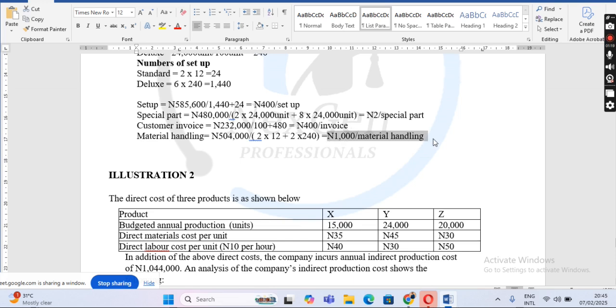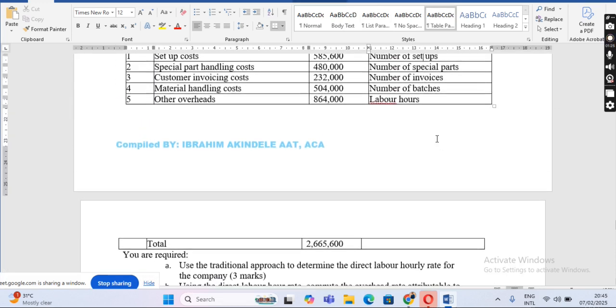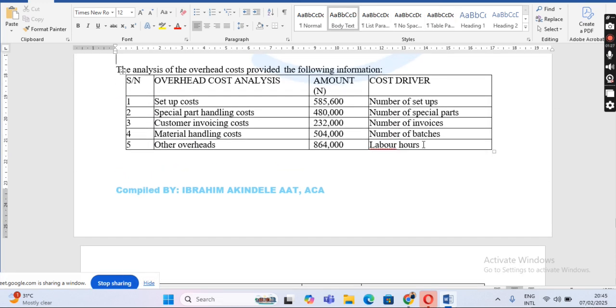We've started it already. So now, the next one we've calculated is material handling. The next thing we need to calculate is overhead. You can see that your overhead cost is your cost pool, and this is the cost driver. Now, don't forget that it is based on labor hours.